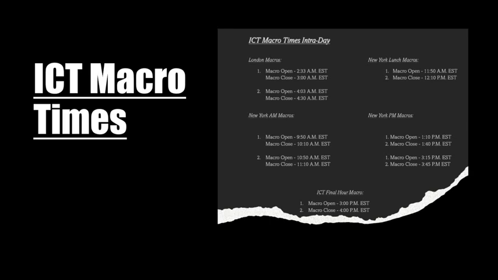The market is going to do two things here. The market is either going to take liquidity during this macro hour, and then you're going to have the distribution move during lunch hour.